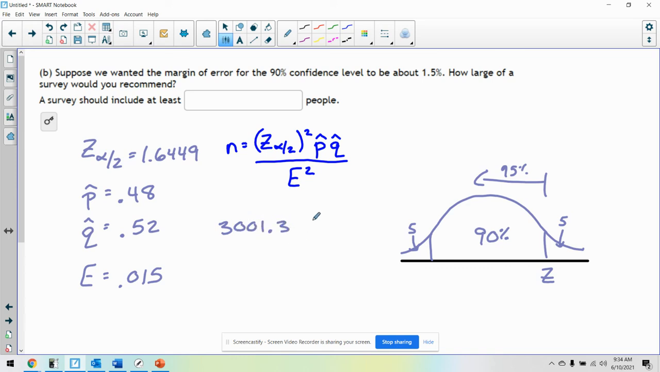Now, even though mathematically speaking, that would technically round down, you want to make sure that your sample size is in fact large enough. Okay. If we rounded this down, it might not be large enough anymore. Because that 0.3 matters. So whenever you're finding sample sizes, you always round up. So if this was just 3001.00001, you still round up. So this is going to be 3002 people.